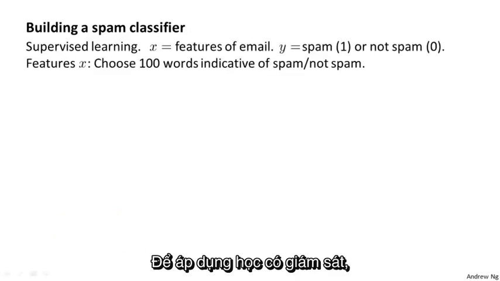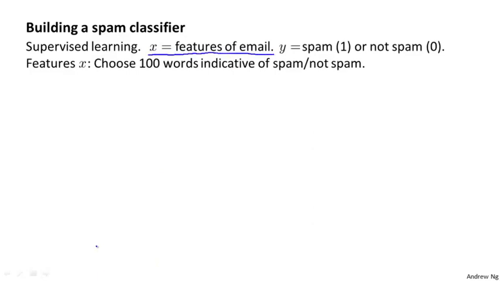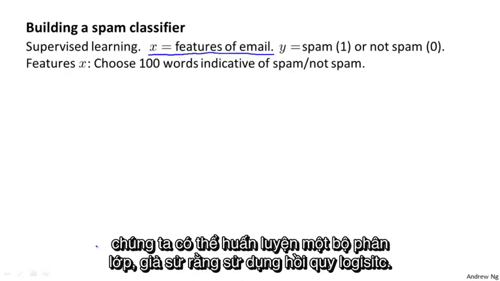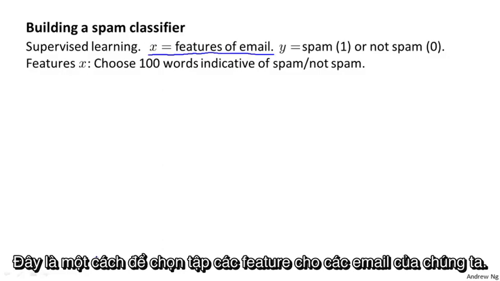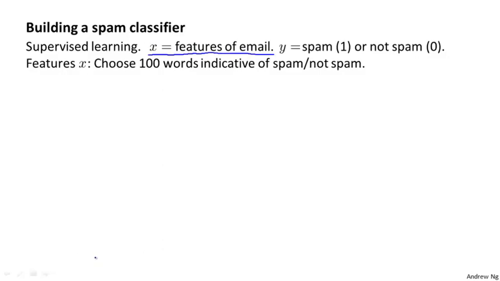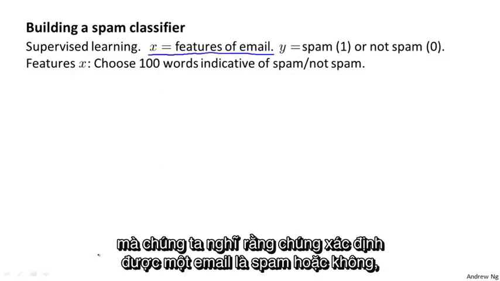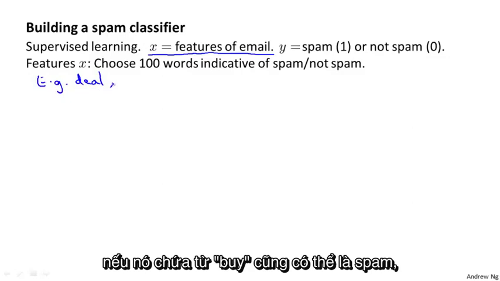In order to apply supervised learning, the first decision we must make is how do we want to represent x, that is the features of the email. Given the features x and the labels y in our training set, we can then train a classifier, for example, using logistic regression. Here's one way to choose a set of features for our emails. We could come up with, say, a list of maybe 100 words that we think are indicative of whether email is spam or non-spam. For example, if a piece of email contains the word deal, maybe it's more likely to be spam. If it contains the word buy, maybe more likely to be spam.